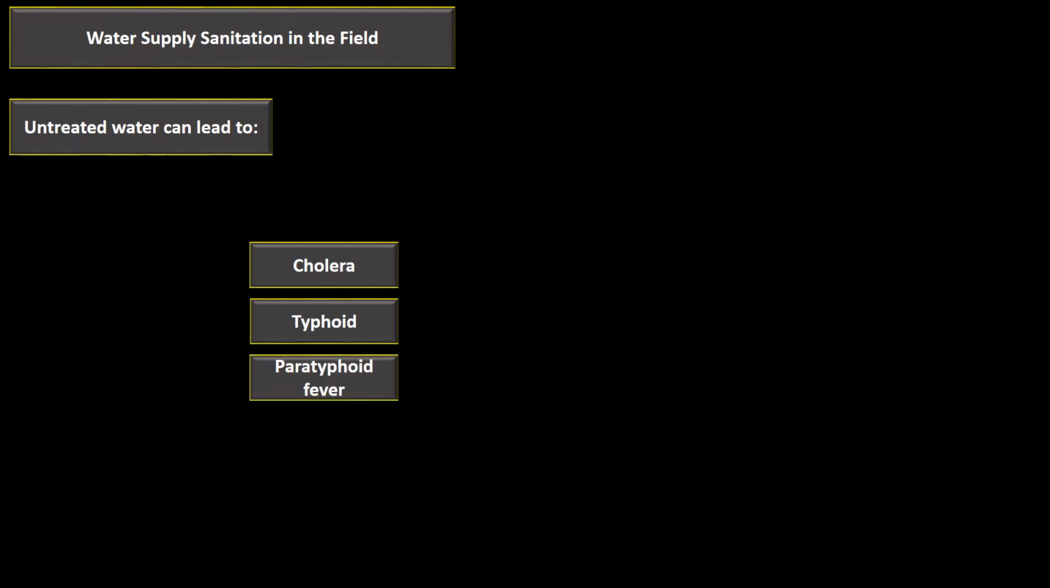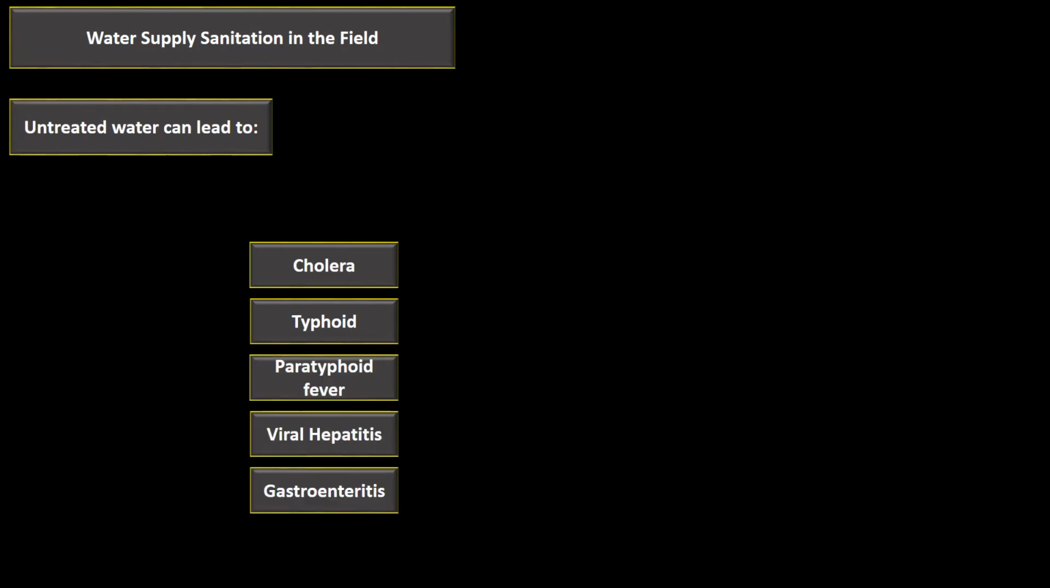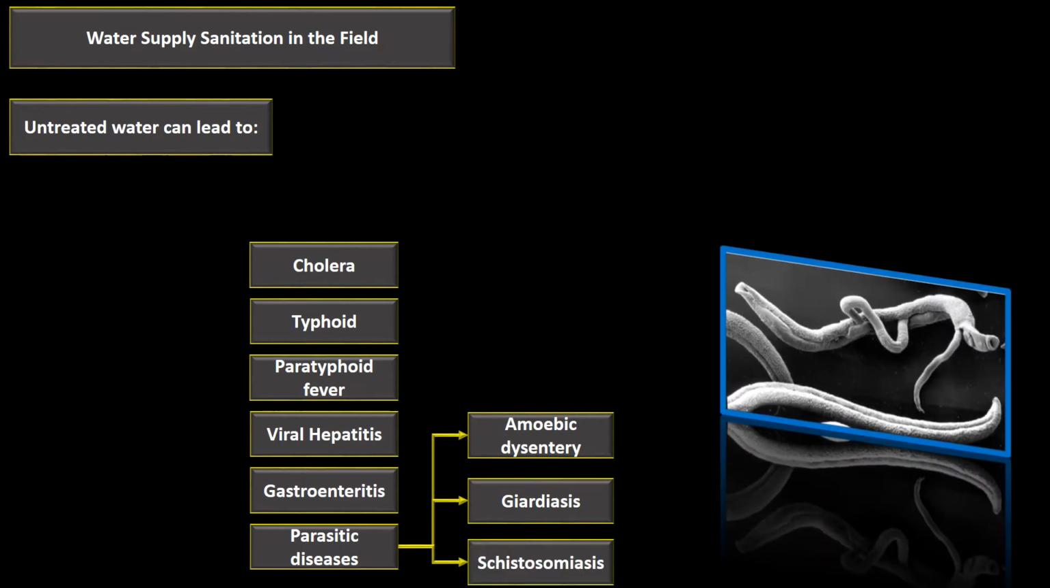First, let's talk about why we got to sanitize our water in the field. Untreated water can lead to a lot of diseases. It can lead to things like cholera, it can lead to typhoid. We can get paratyphoid fever, viral hepatitis, gastroenteritis, and all sorts of parasitic diseases, like amoebic dysentery or giardia or schistosomiasis. You get these blood flukes right here circulating in you if you don't treat your water.